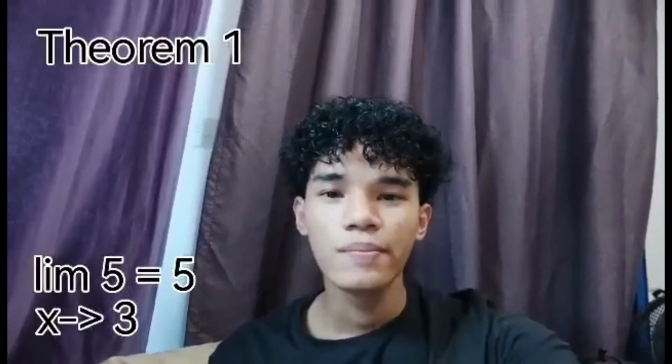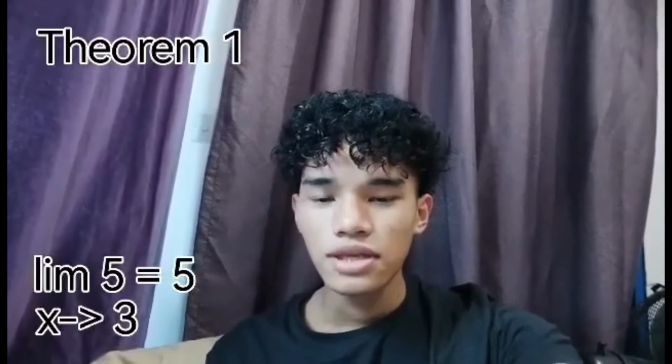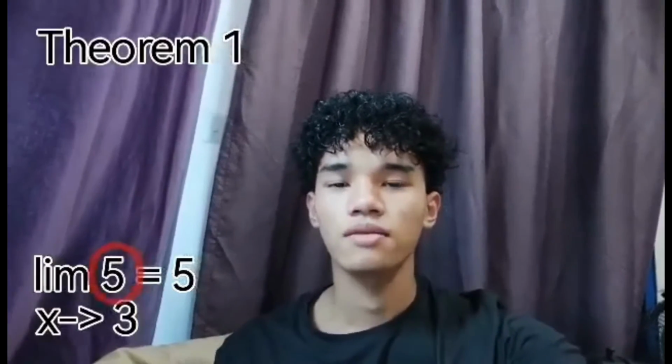Theorem 1. The limit of c as x approaches a, that is any number, is equal to c, where c is the constant. For example, the limit of 5 as x approaches 3 is equal to 5. This means that the answer is always equal to the constant, which is 5.